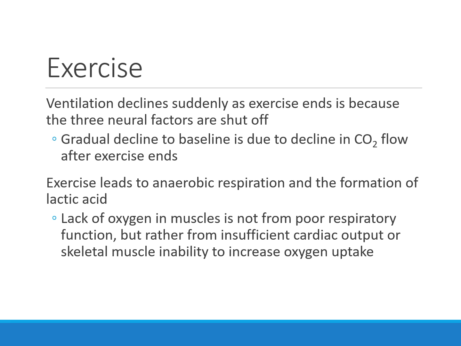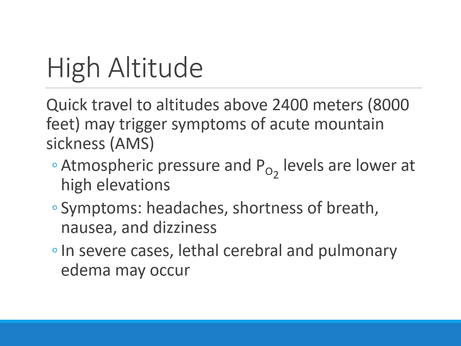Ventilation declines suddenly as exercise ends because the three neural factors are shut off. You have a gradual decline to baseline that's due to a decline in the carbon dioxide flow, because the tissues aren't making as much waste product anymore. Exercise leads to anaerobic respiration and the formation of lactic acid. The lack of oxygen in your muscles is not from poor respiratory function, but rather from insufficient cardiac output or skeletal muscle inability to increase their oxygen uptake.